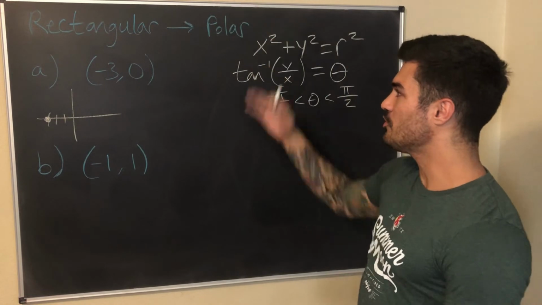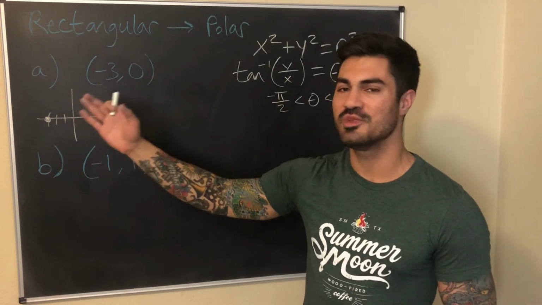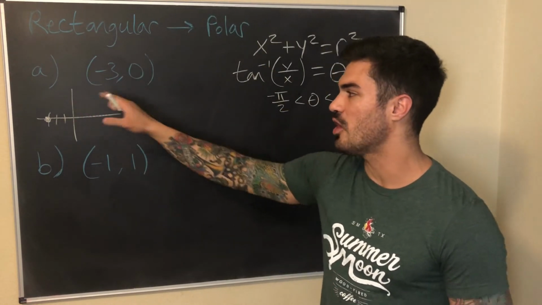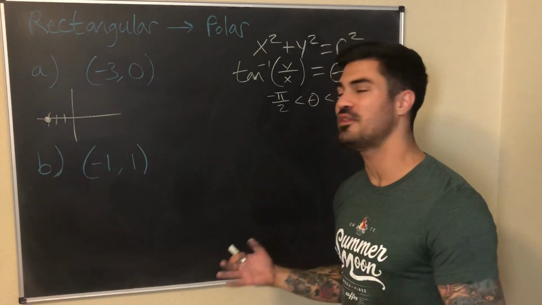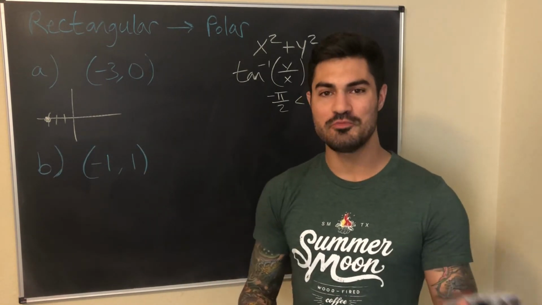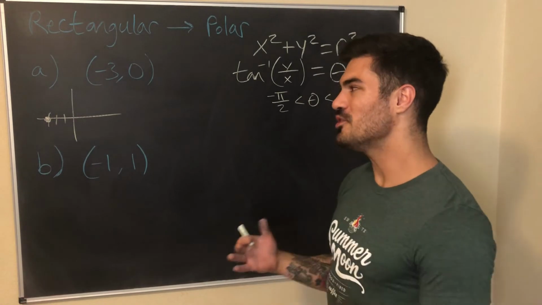From rectangular to polar, this is going to happen anytime you have a 0 in the x or in the y, because the point is going to be on one of the axes. You're going to know that theta is either pi over 2, pi, 3 pi over 2, etc. Hopefully you get that idea by now.